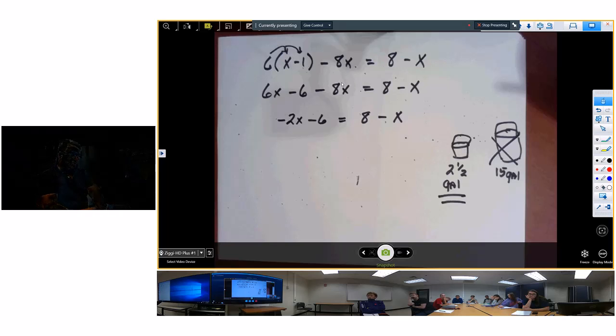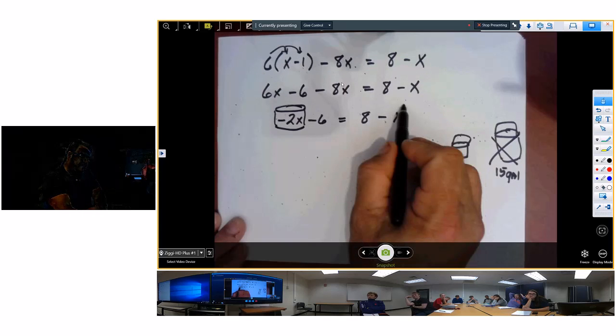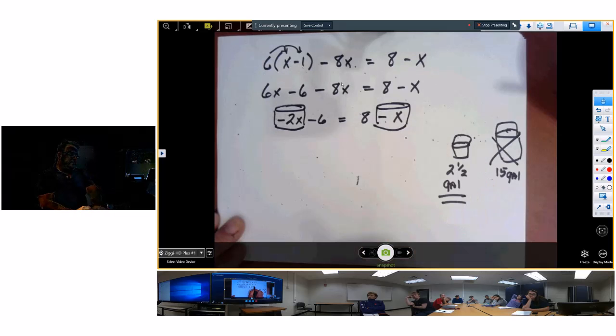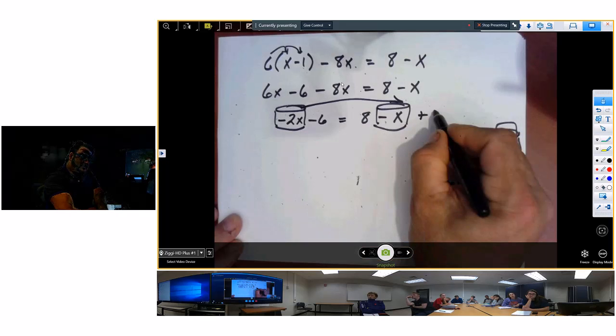Smallest bucket. Which one of these is the smallest bucket? The smallest bucket is which one? Be careful. Negative 2x. So you're going to move it across. You're going to move it. And that becomes positive 2x.